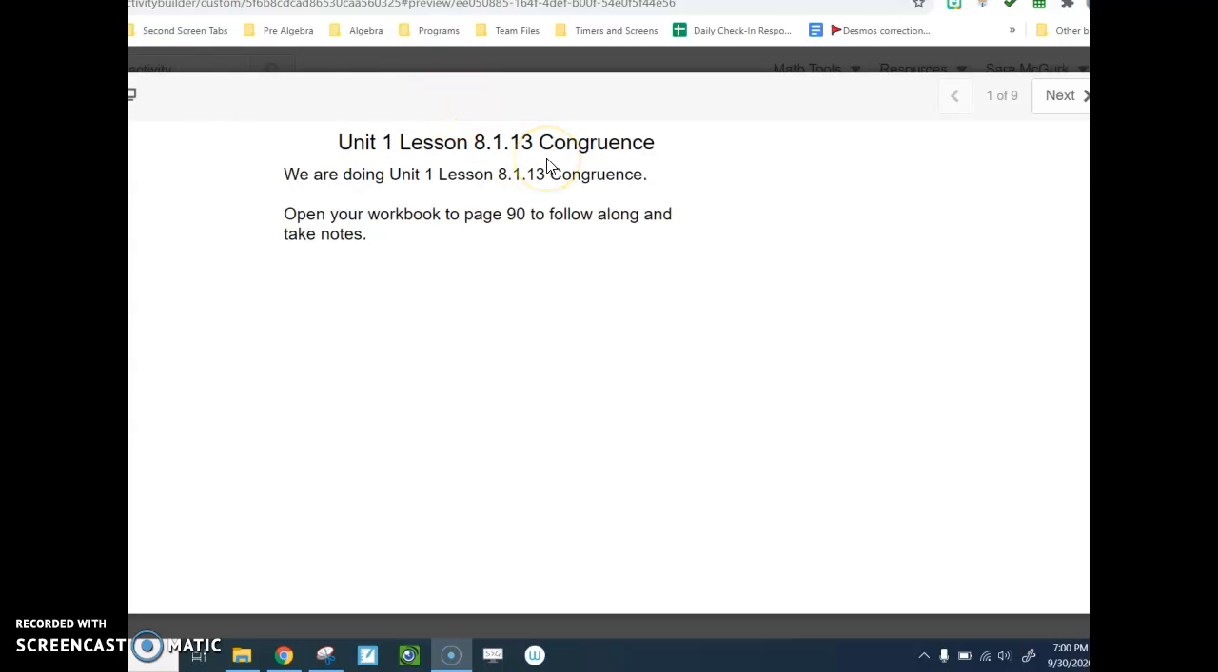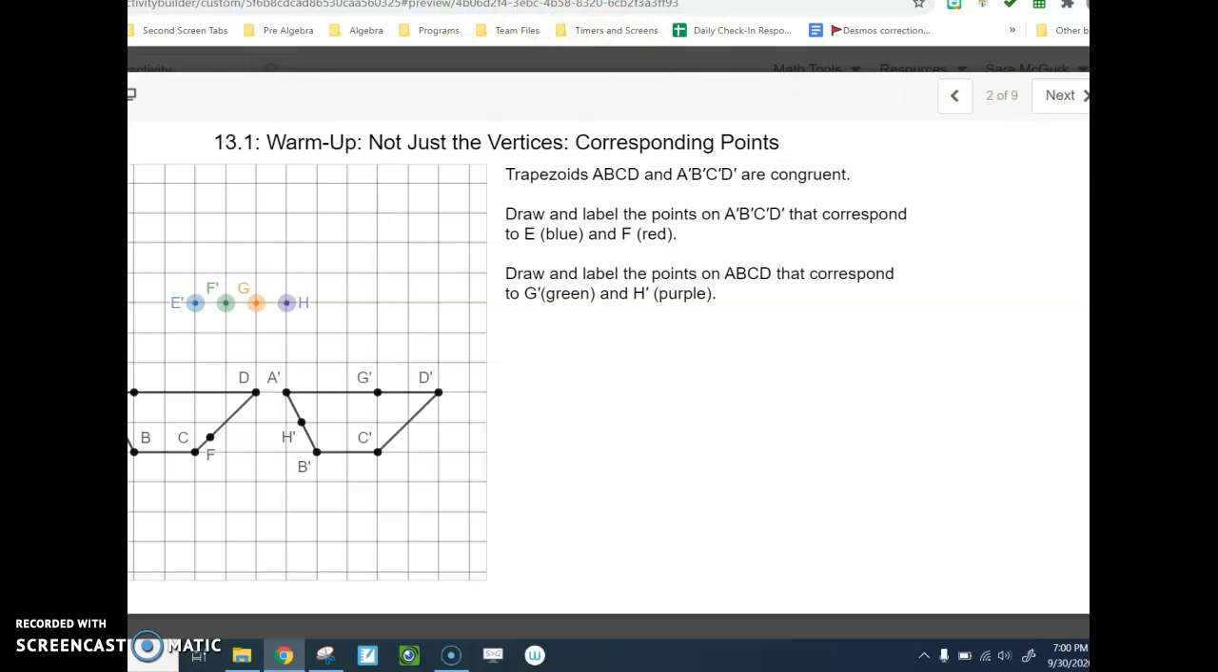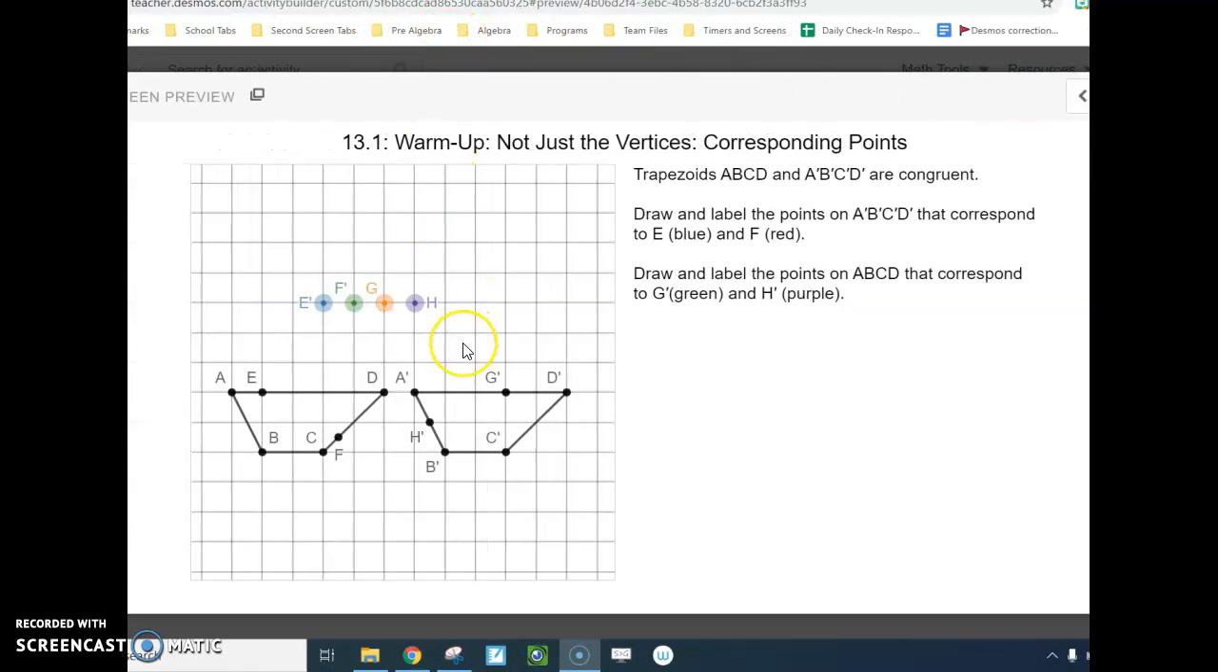All right, so we are doing a lesson on congruence today, and we've been talking about that this unit. We're on page 90 of your workbook. So we've talked a little bit about corresponding points, and so this one just shows you two trapezoids. The original image is on the left, and the image on the right is the one with the prime marks. So it asks you to match the points that are corresponding from the original image over here to the translated image.